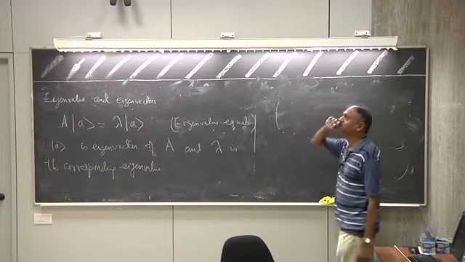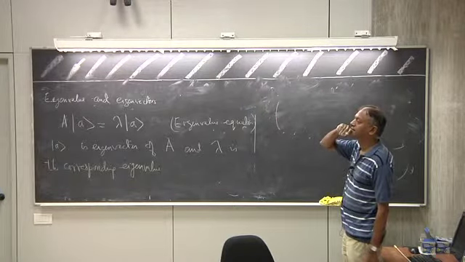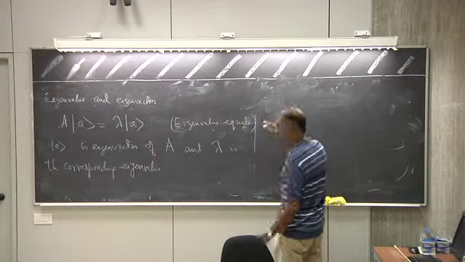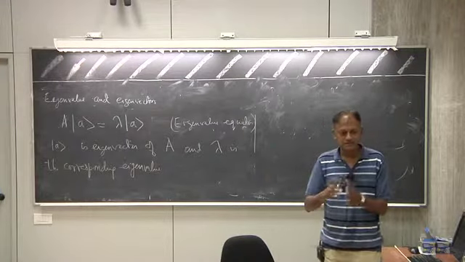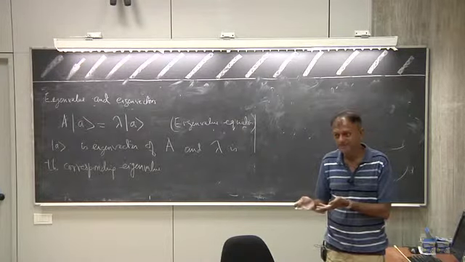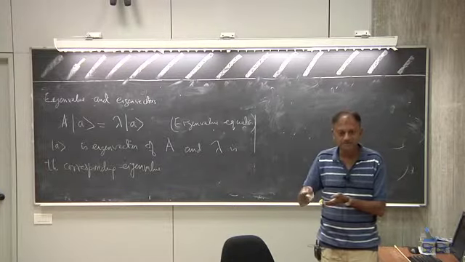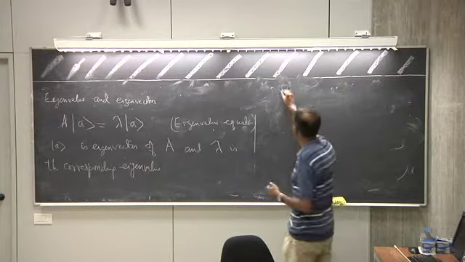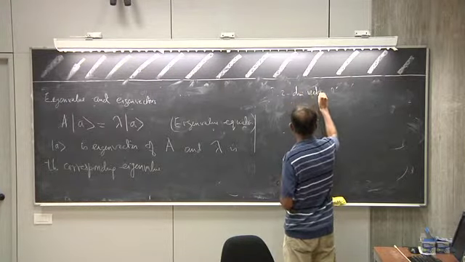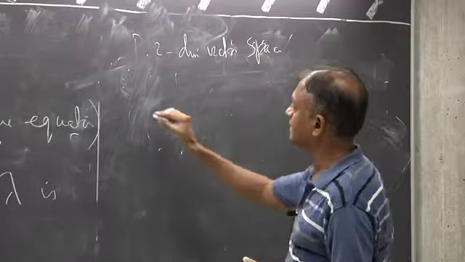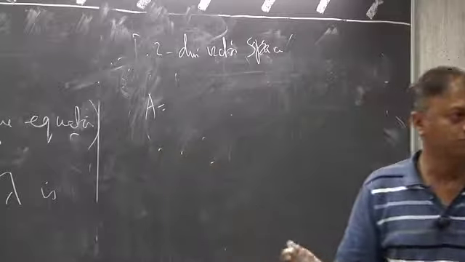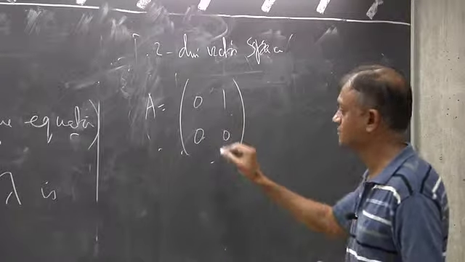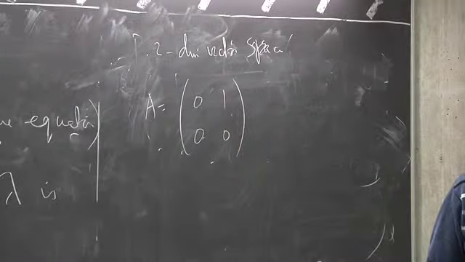Consider this operator. Remember I told you that in a finite dimensional case, taking an n by n matrix, that's a linear operator. So in an n dimensional vector space, you can think of a linear operator as an n by n matrix. Let's take a particular case, a 2-dimensional vector space, and an operator A, which is just a 2 by 2 matrix: 0, 1, 0, 0. It's a very simple matrix, right?